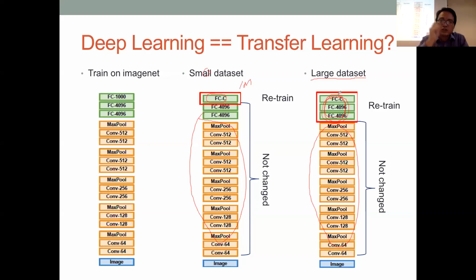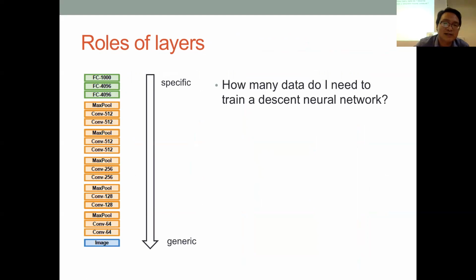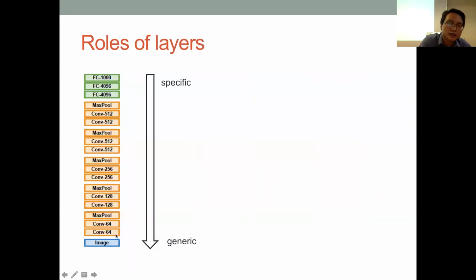If it's relatively small, you fix most of them. If it's relatively larger, then you retrain some of them. This is based on observations of the roles of layers. The lower level layers, the layers closer to the image, like layer 1, layer 2, layer 3, are more generic. But the upper layers are more specific.